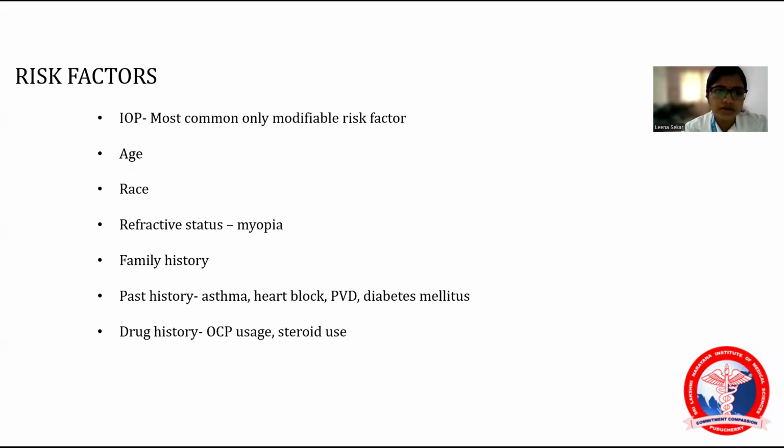Risk factors. Who will get primary open angle glaucoma? Increasing age, increasing IOP, and myopia patients have a slightly higher risk than others. Family history may be positive, though not always. In past history, asthma patients, heart block patients, and diabetes mellitus patients will have more risk than other patients. OCP usage and steroid usage also contribute to primary open angle glaucoma.